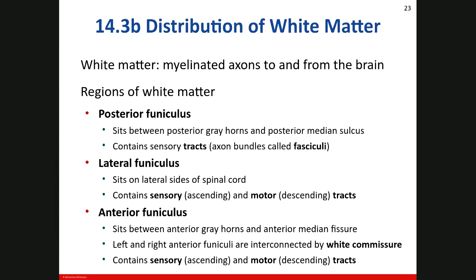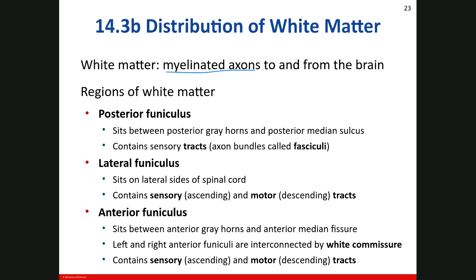And our white matter is divided into different parts. The different parts of our white matter are listed here: posterior funiculus or dorsal funiculus. You can use both of them. Lateral funiculus and anterior funiculus. The white matter is composed of, pay attention, myelinated axons to and from the brain.